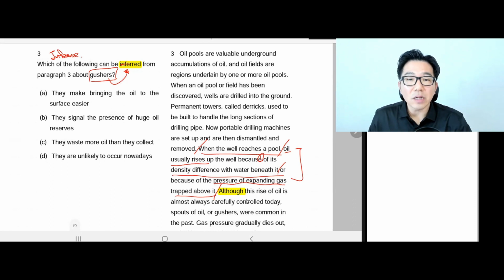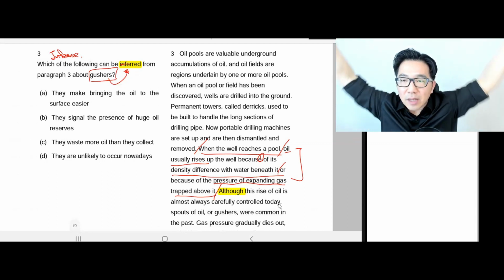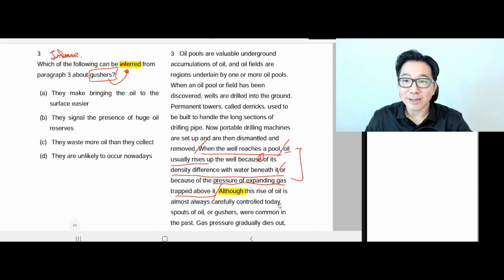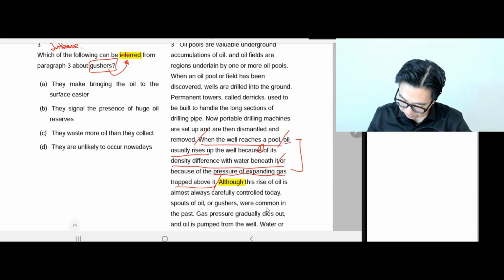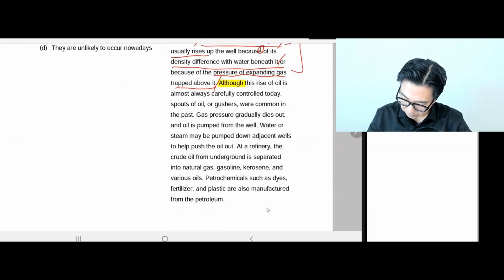Although this rise of oil is almost always carefully controlled today. Okay, so they don't let the oil just spray everywhere like you see in the movies or maybe a documentary. Okay, all right. So it's well controlled, but because it's although. After the comma. Although it's almost always well controlled, sometimes it's not well controlled, or it was not well controlled in the past, I guess, right?